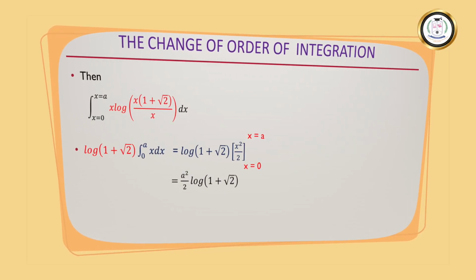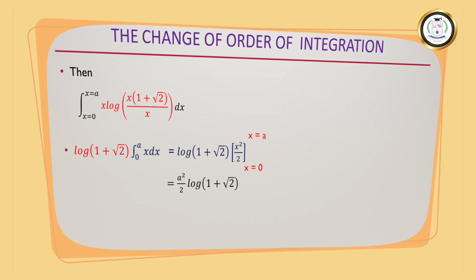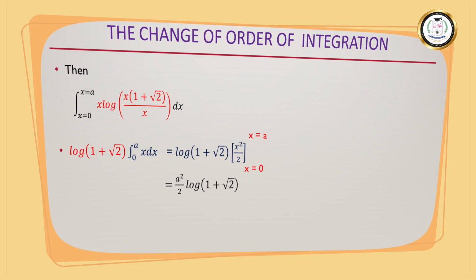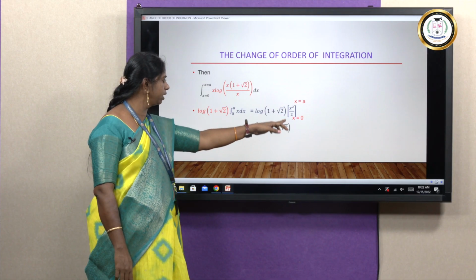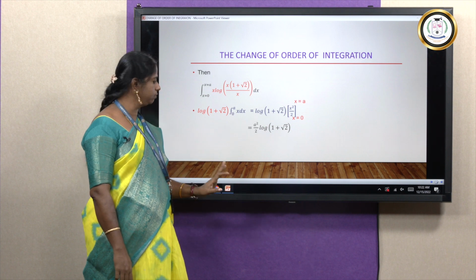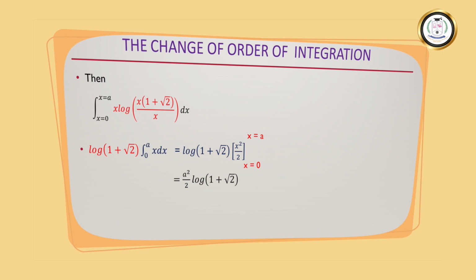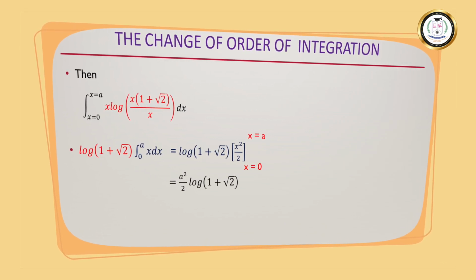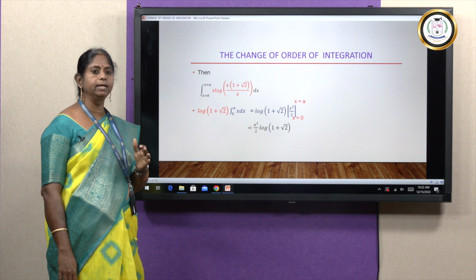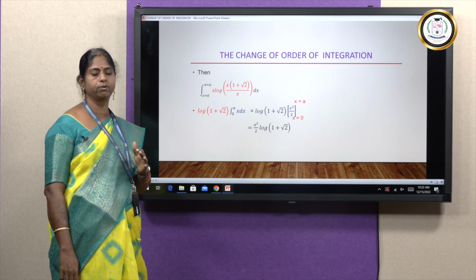Now you know what is the integral of x? That is x square by 2, and you are applying the limits for x, x equal to 0 and x equal to a. So you will get a square by 2, minus 0 for the lower limit, or simply a square by 2 into log 1 plus root 2 is the answer. So this is the way to evaluate the double integral by using the change of order of integration.